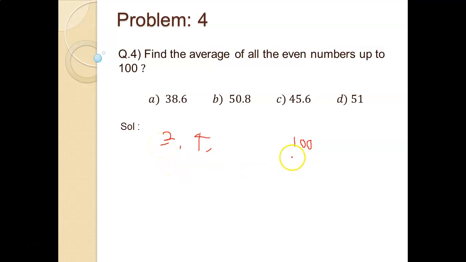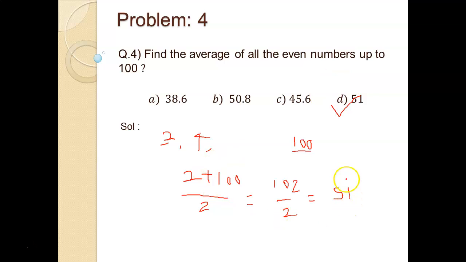The first even number is 2 and the last even number is 100. The average of both, that is 2 plus 100 divided by 2. 2 plus 100 means 102. 102 divided by 2 means 51. So the D option is correct. The average of even numbers up to 100 is 51. So the D option is correct.